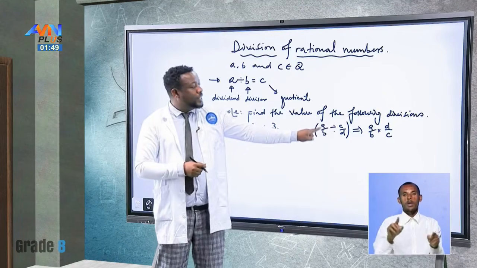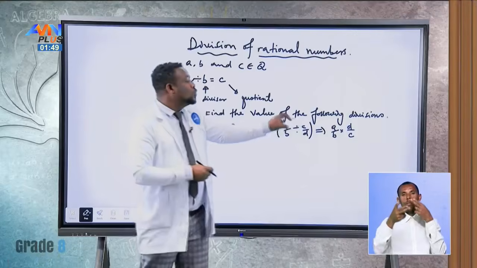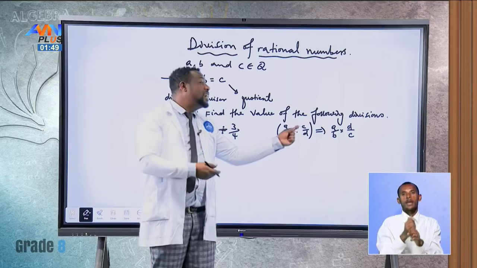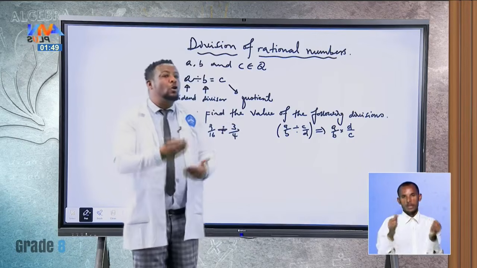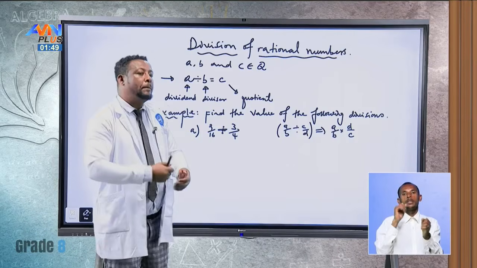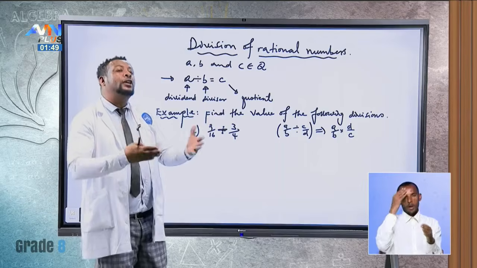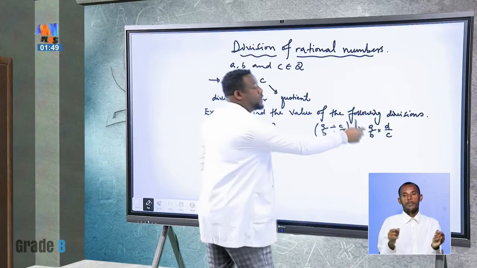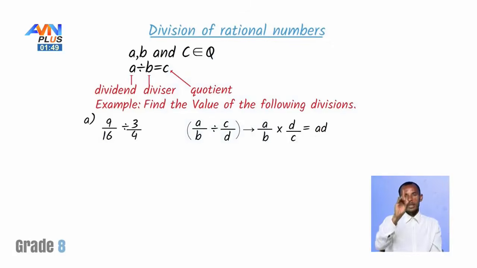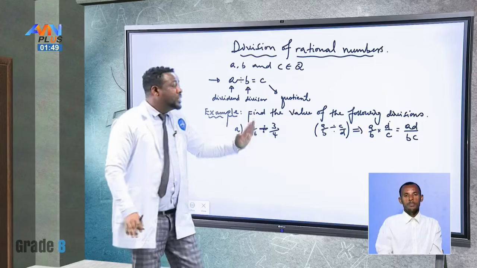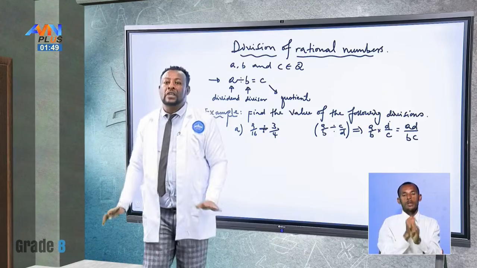Whenever you have this kind of division, to change this division into multiplication, you need to take the reciprocal of the second fraction. Taking the reciprocal of the second fraction will change the operation from division into multiplication. As we have seen earlier, we know how to multiply two fractions. A over B times D over C is A times D over B times C. So this is the basic principle that you need to follow in calculating divisions of rational numbers.